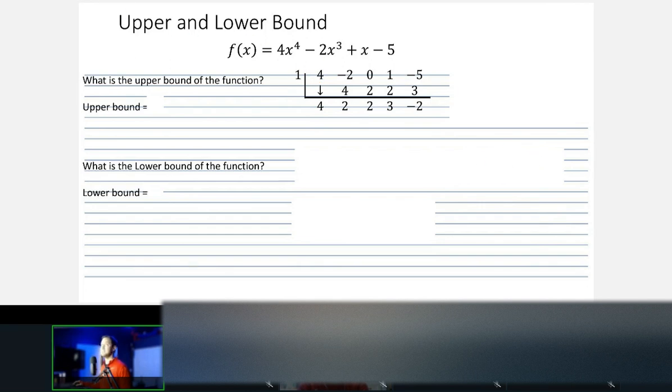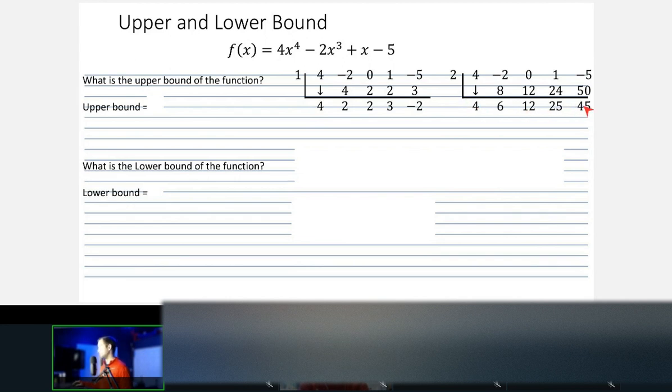So we would go to 2 and check 2. By using 2, all of these numbers are non-negative, so 2 is the upper bound. Looks familiar, I hope. All right, now how do we find the lower bound?